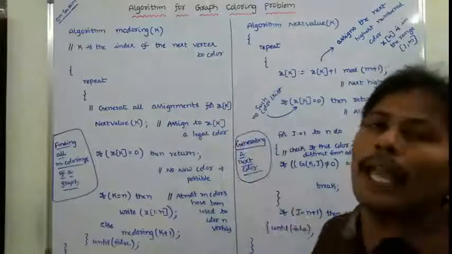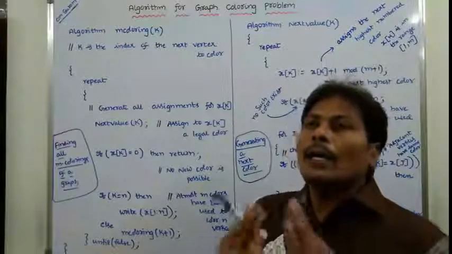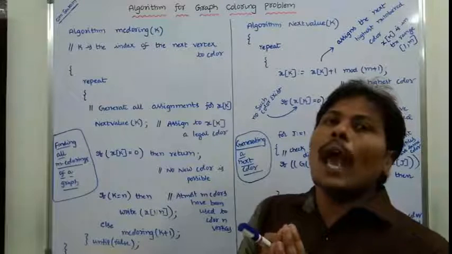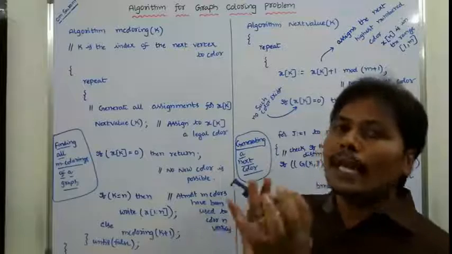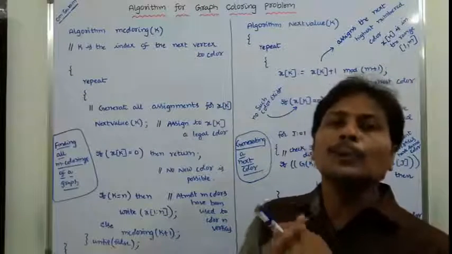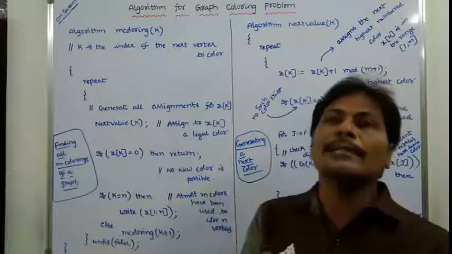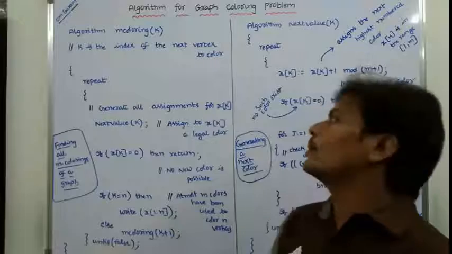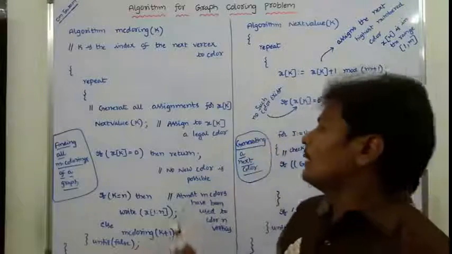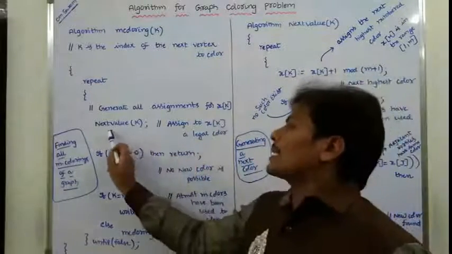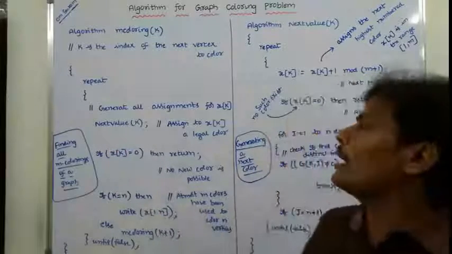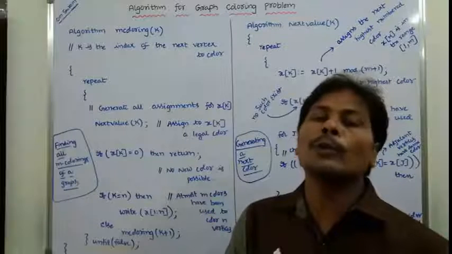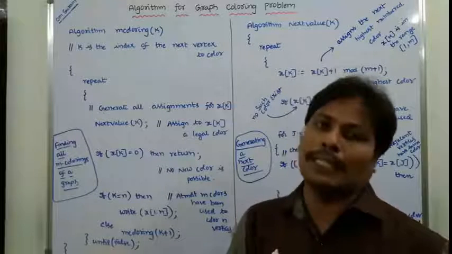So here x of k indicates the number of colors we have to use. There are n vertices, and to color them, we have to use k colors. So that is next value of k. Here we have to calculate which color we have to use for the next vertex.